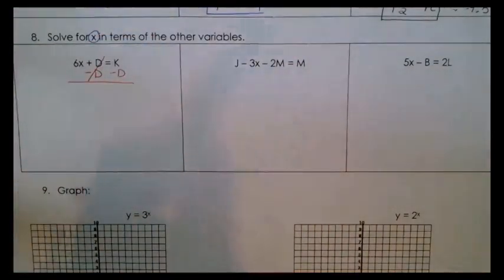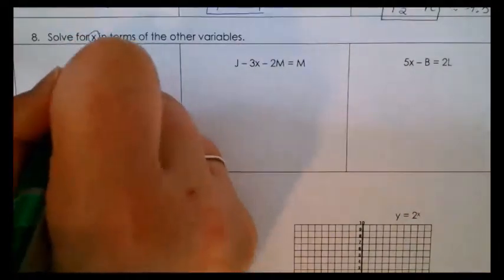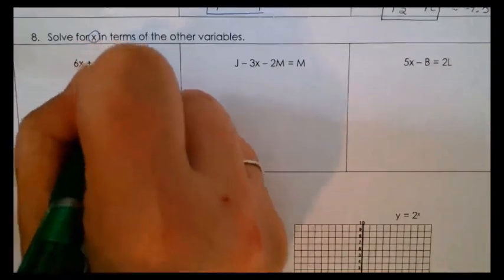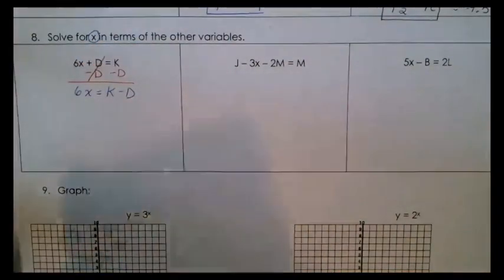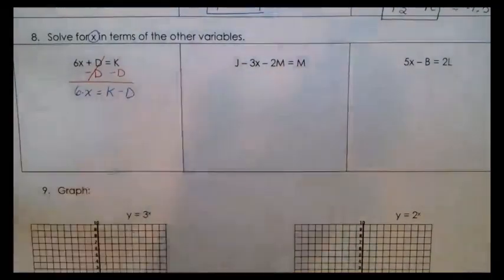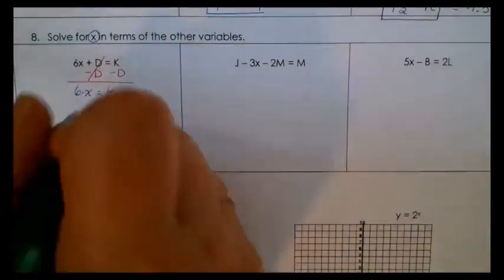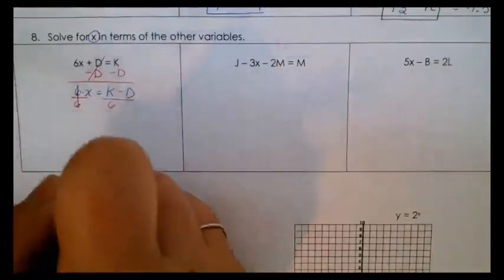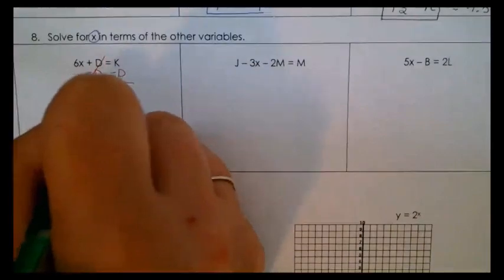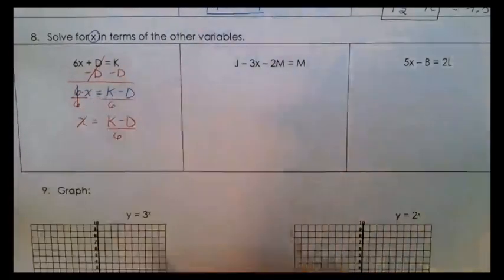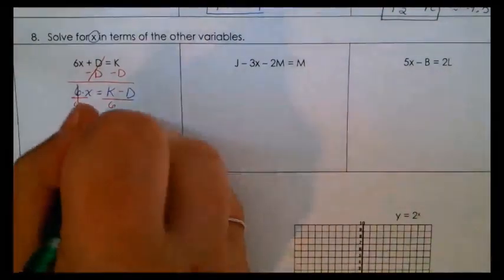That's going to cancel. Bring down the 6x equals k minus d. And now we want to get the x by itself, so we do know it's being multiplied to 6. So we're going to divide both sides by 6. So now we have x equals k minus d all over 6. And you could leave it just like that. Final answer.